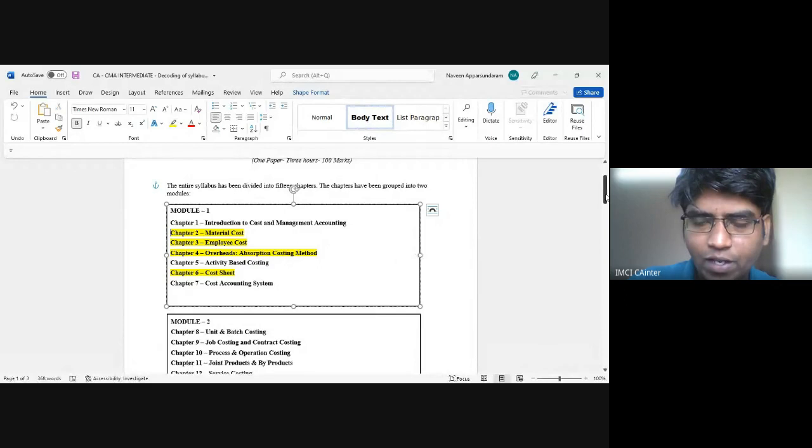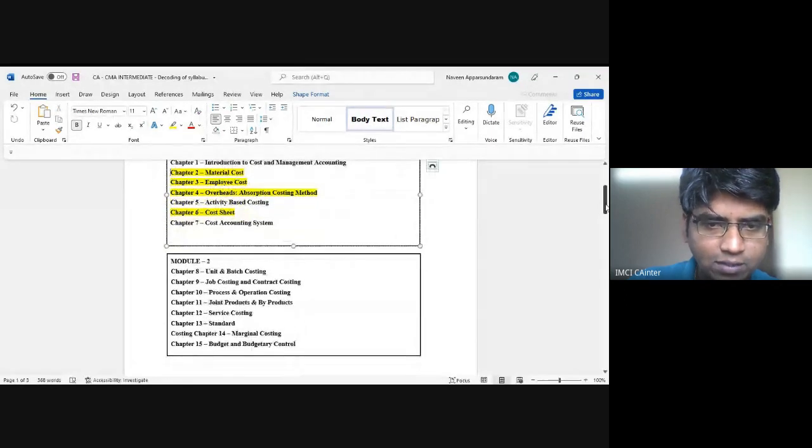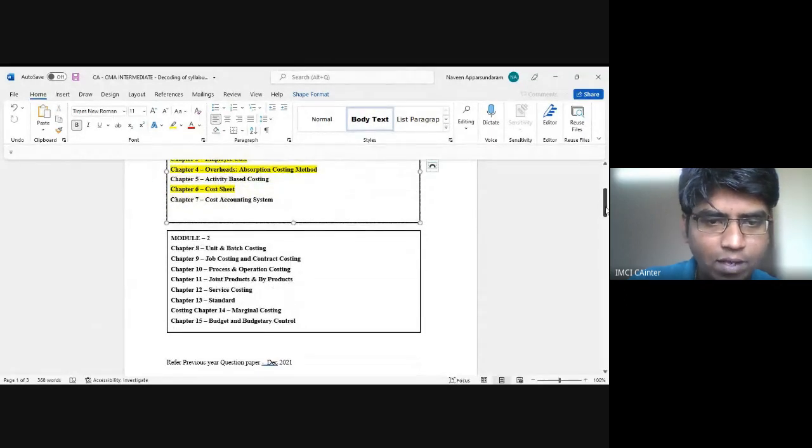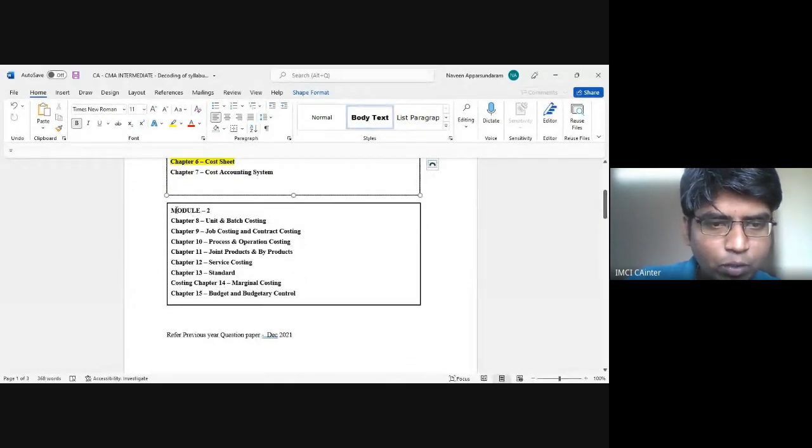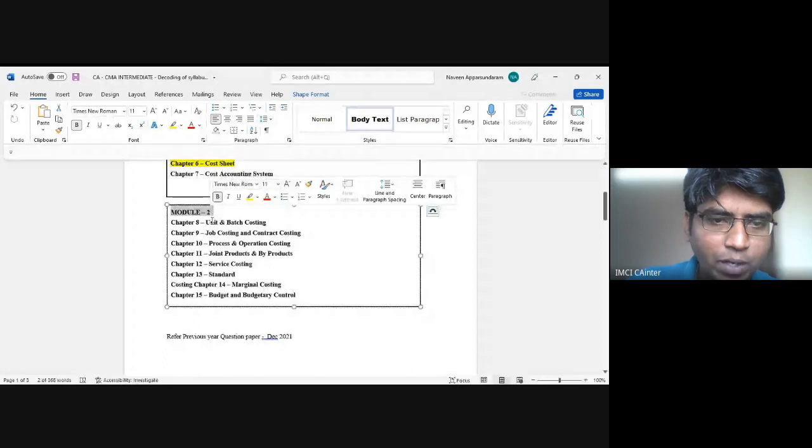This is only for CA Intermediate. For CMA Intermediate, I'll brief the entire syllabus for you people also. Then coming back to chapter number 8, which has been bifurcated into module 2. The same paper 3, module 1 and module 2. There is a bifurcation happening here.